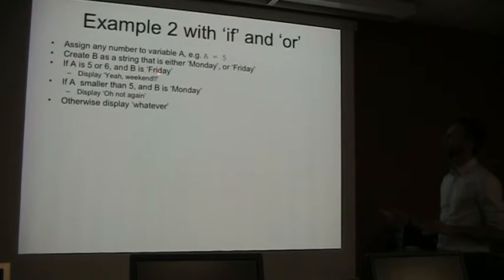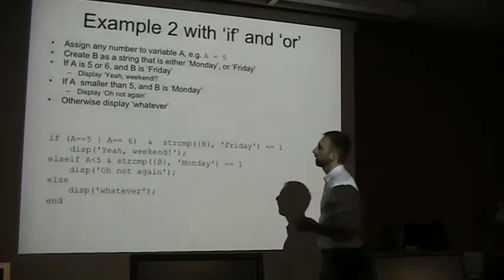Then, what we want to test is, if A is 5 or 6, and B is Friday, then display this. However, if A is smaller than 5, so 1, 2, 3, 4, and B is Monday, then display oh not again. And in all other cases, display whatever. How do we do this? We do it like this.